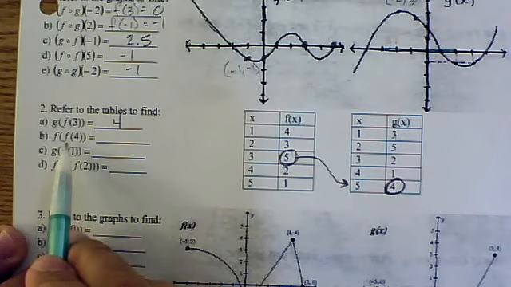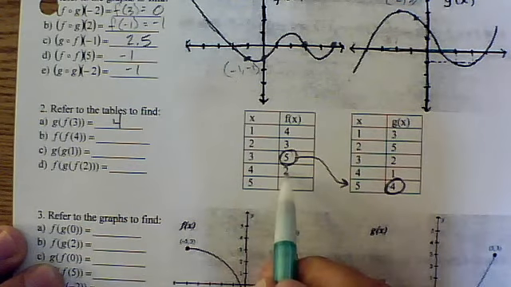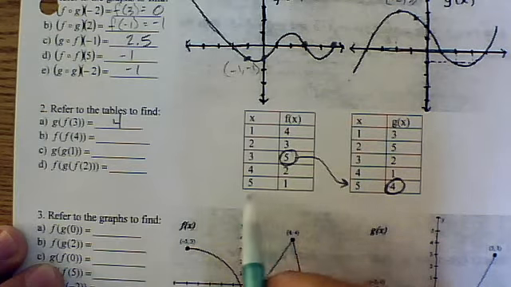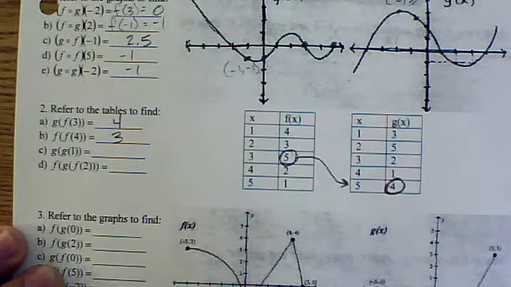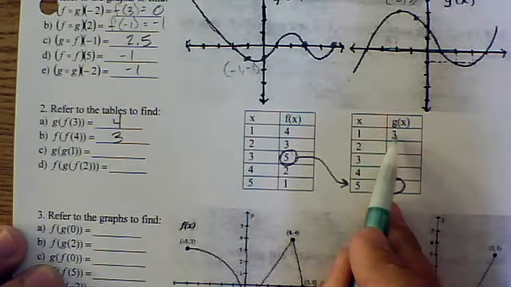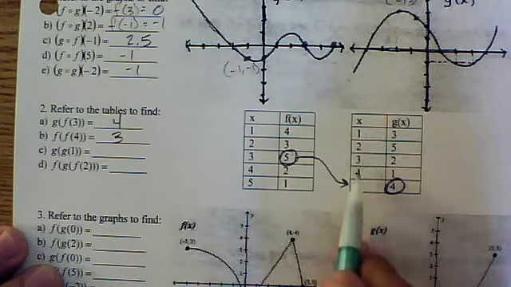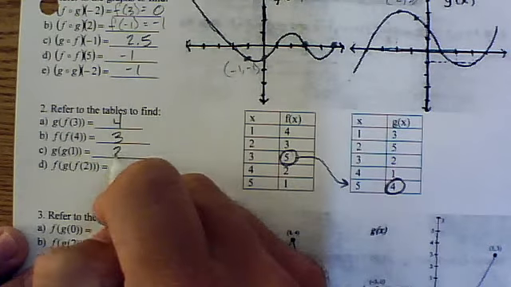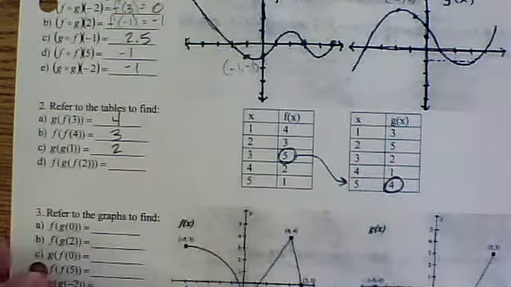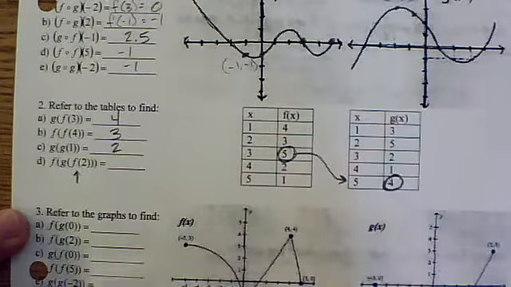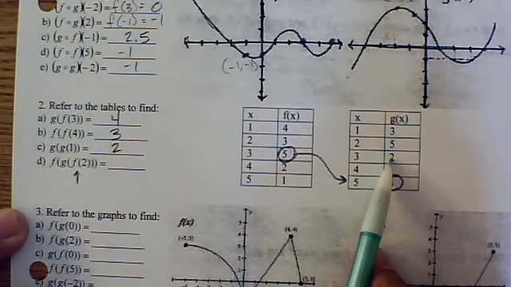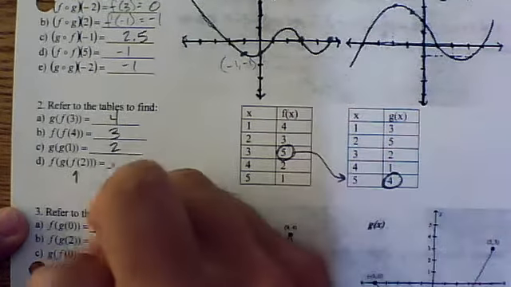Here's f of 4. So when I plug in a 4, I get a 2. Now plug a 2 back into f, and I get a 3. g of 1 is 3. Plug a 3 back into g, and I get a 2. Now here's one with 3 functions, but nothing changes. We always start on the inside and just work our way out. So f of 2 is equal to 3. g of 3 is equal to 2, and then you come back to the f. So f of 2 is equal to 3.